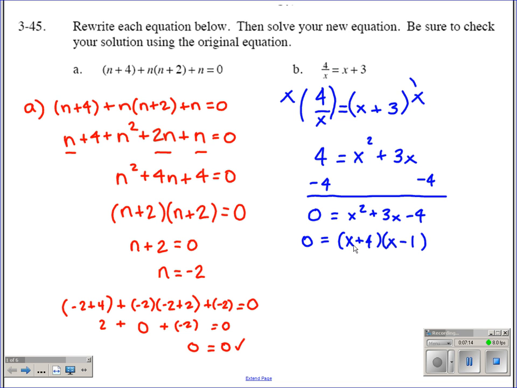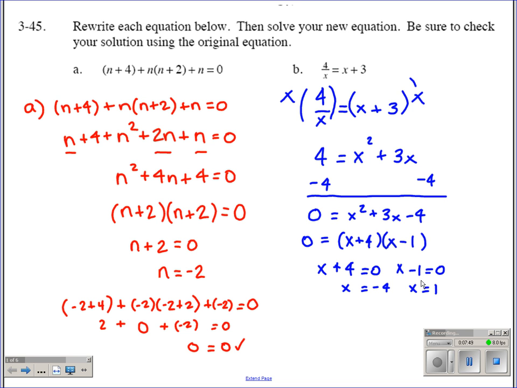Now we have the quantity of x plus 4 times the quantity of x minus 1 equals 0. So we're going to use the zero product property, because remember, when you multiply two numbers and you get the product to 0, then you know that one of the two factors here has to be 0. So let's take each one, set it equal to 0. We have x plus 4 equals 0, and we have x minus 1 equals 0. Solve each of those, and we get x equals negative 4, and we get x equals 1.